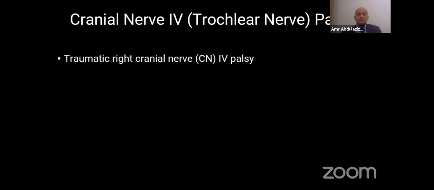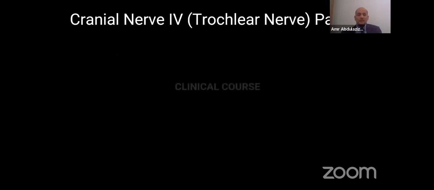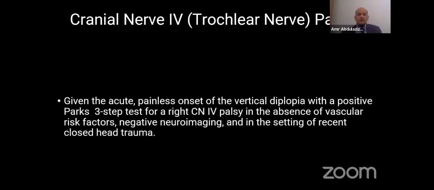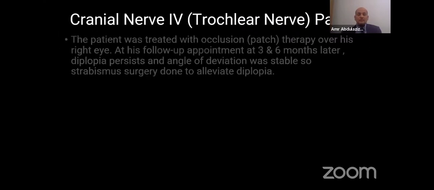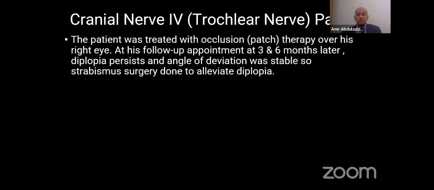So the diagnosis was traumatic right cranial nerve fourth palsy, given the acute painless onset with normal neuroimaging. The patient was treated with occlusion therapy over his right eye to alleviate the diplopia. After that, he was followed up at 3 and 6 months. Later, the diplopia persisted and the angle of deviation was stable, so strabismus surgery was done to alleviate the diplopia.